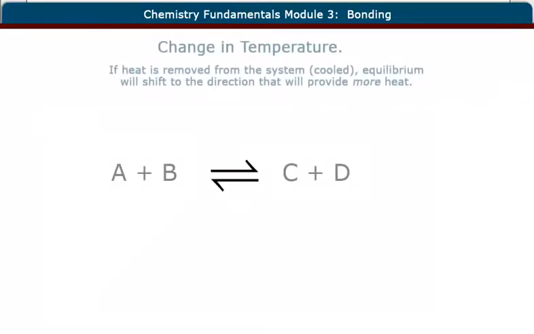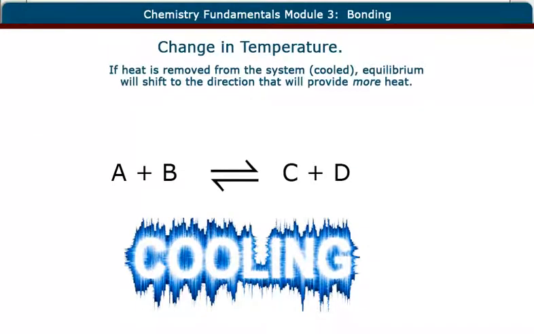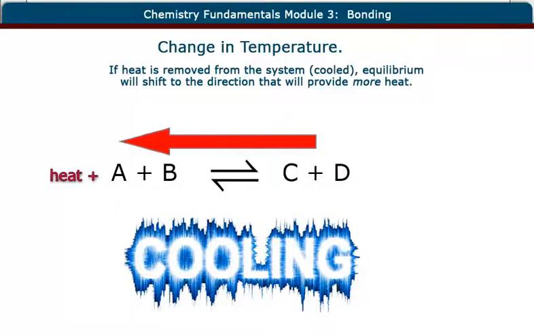If heat is removed from the system, or cooled, equilibrium will shift to the direction that will provide more heat. Again, remember, in an exothermic reaction, heat is a product, and in an endothermic reaction, heat is a reactant. So, if the reaction is exothermic, cooling shifts equilibrium to the right. If the reaction is endothermic, cooling shifts equilibrium to the left.